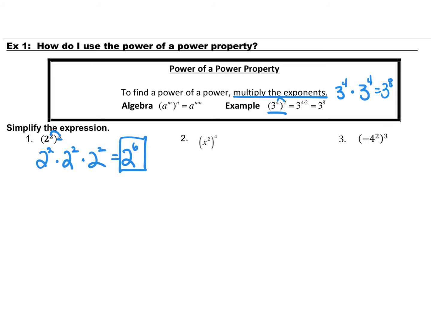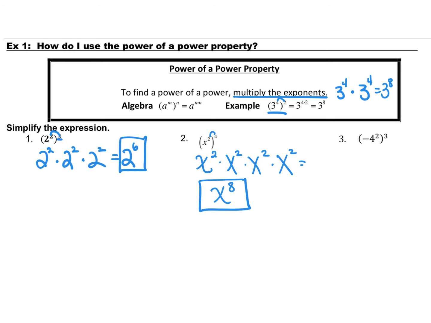So for question number 2, we have x to the second power to the 4th power. So let's take a look and break it down into x squared times x squared times x squared times x squared. And there were 4 of them because I had to the 4th power. And now if I were to simplify this or multiply them, I'm adding those exponents, so I would have x to the 8th power. And then if I simply, instead of writing this out, multiply 4 times 2, 4 times 2 is 8. And so that's where I got the x to the 8th power.